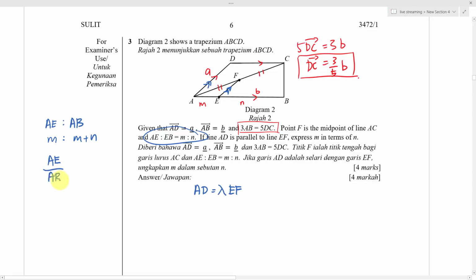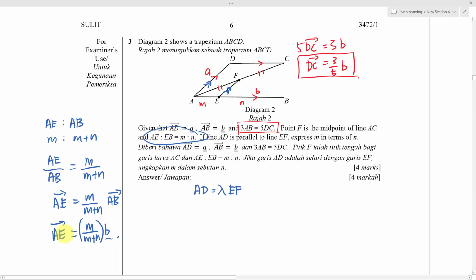AE over AB equals M over M plus N. Then I want to make AE the subject, so AE equals M over M plus N of AB. And I know my vector AB, like what I said just now, this is just B. So now I have the second vector of AE.